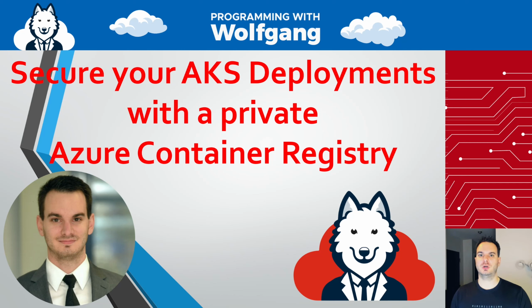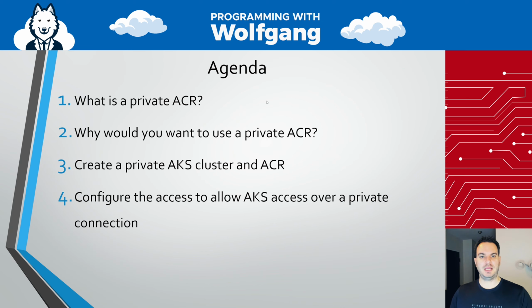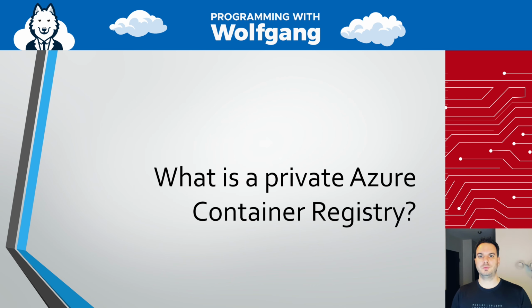This time I want to show you how to deploy images from a private container registry into your Kubernetes cluster. So the plan for today is, first we're going to talk about what a private container registry is and why you would want to use one. Then I'm going to show you how to set up a private Kubernetes cluster and an Azure Container Registry. And then we're going to configure the Kubernetes cluster to access the container registry over a private connection. Now let's have a look at what the private Azure Container Registry actually is.